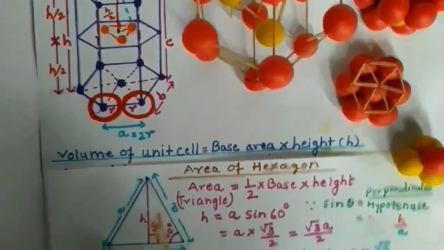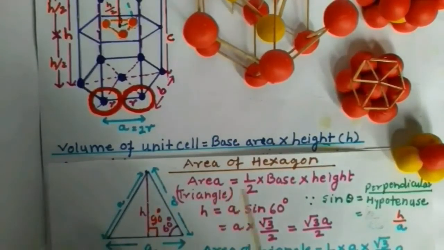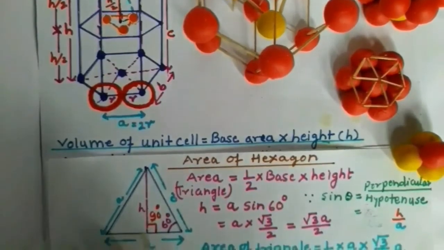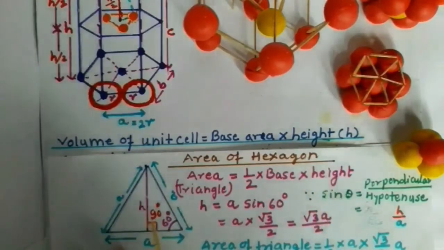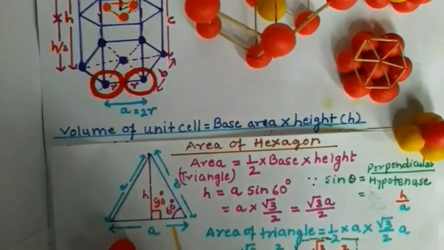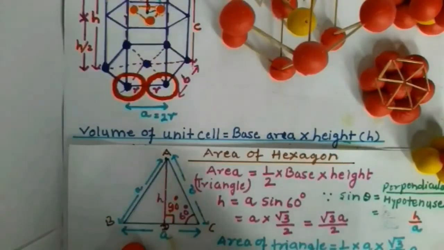The area of an equilateral triangle is calculated as 1 by 2 multiplied by base, that is A, multiplied by its altitude or height. This is height. Now, in this equilateral triangle, all these sides are equal to A. If we draw a perpendicular from vertex A on its opposite side BC, the triangle ADC will be formed.